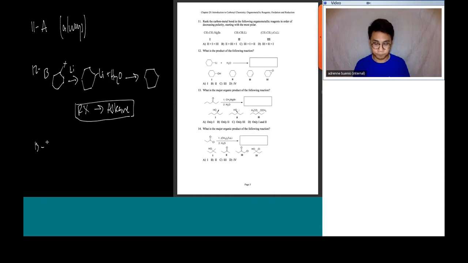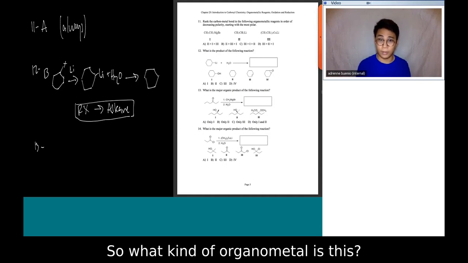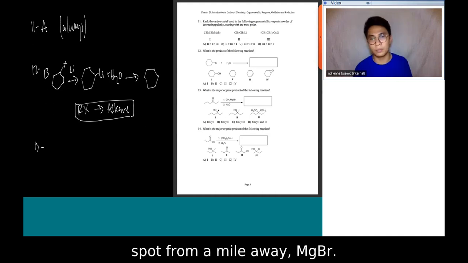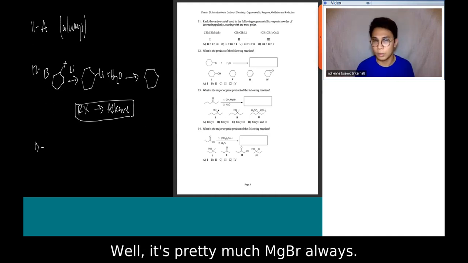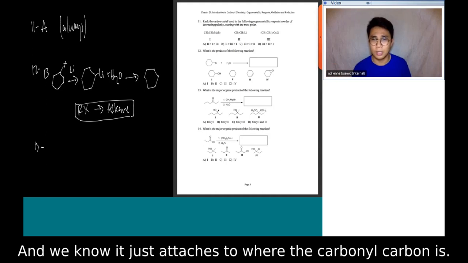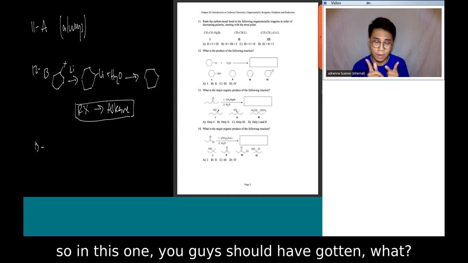Okay, 13, right? So 13, what is the major product of the following reaction? So what kind of organometal is this? Grignard, right? Grignard is one of those things that you'll spot from a mile away. MgBr, well, it's pretty much MgBr always. So it shouldn't surprise you, and we know it just attaches to the carbonyl carbon and adds that methyl group, right? So in this one, you guys should have gone what?